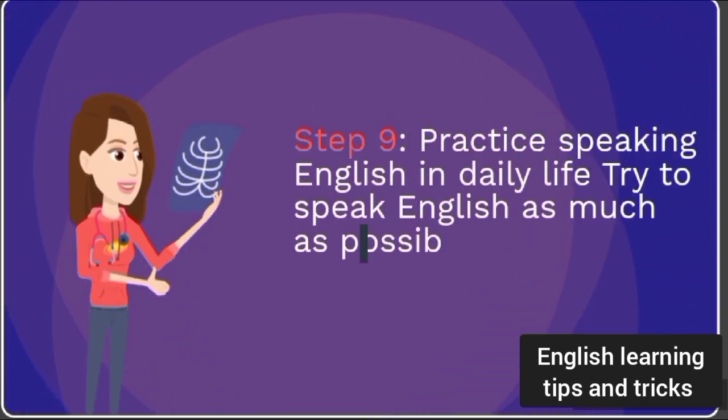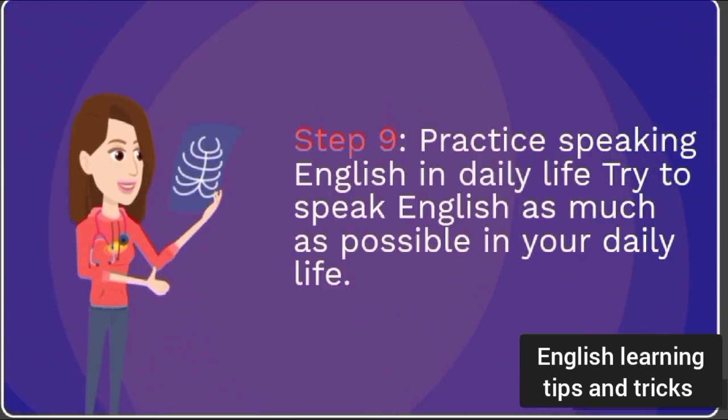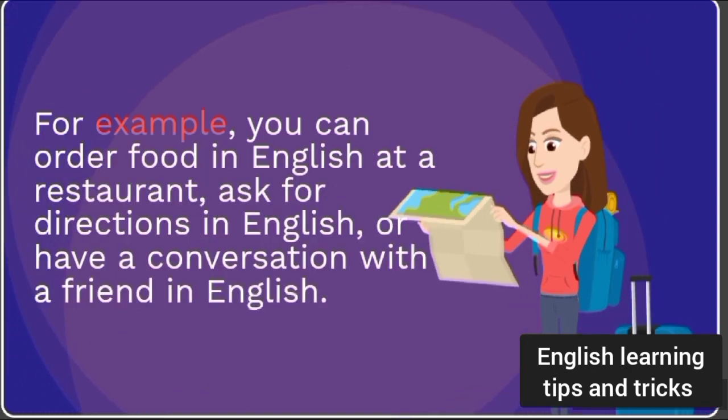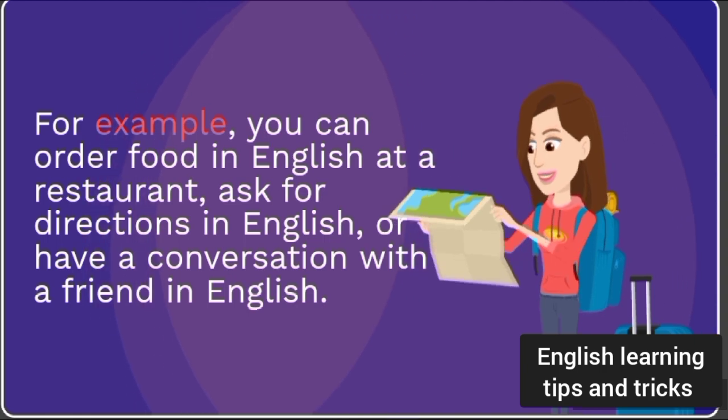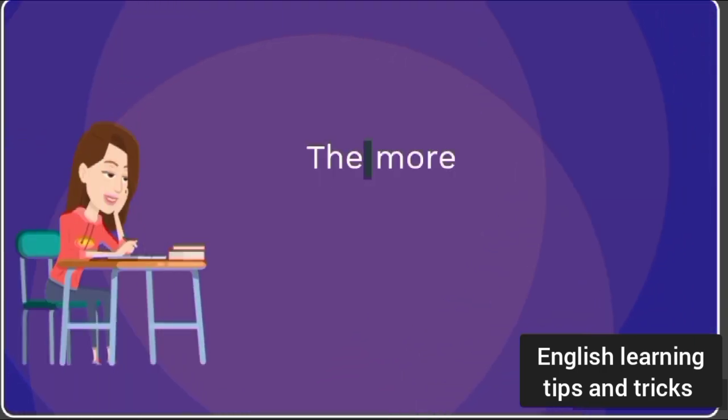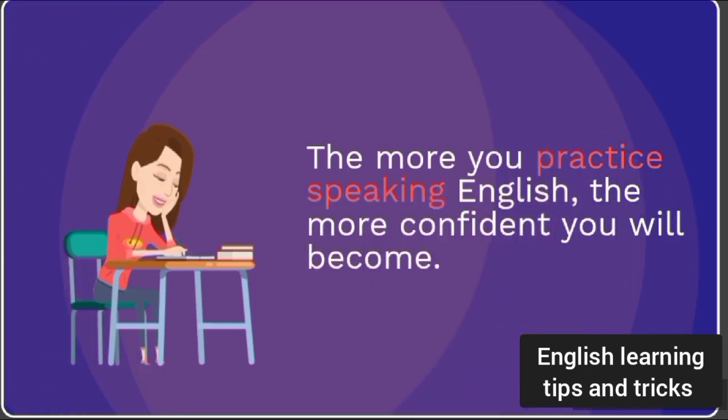Step 9. Practice speaking English in daily life. Try to speak English as much as possible in your daily life. For example, you can order food in English at a restaurant, ask for directions in English, or have a conversation with a friend in English. The more you practice speaking English, the more confident you will become.